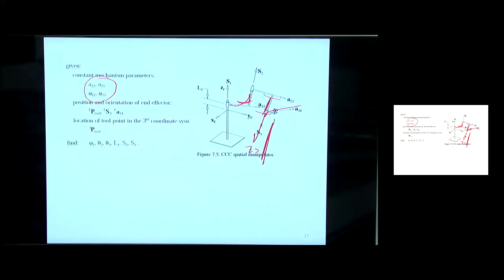Because this joint can slide and rotate about that axis. So it turned out that's all I know. And then, again, I got the tool point in the third. Where do I want it in the fixed? And then I'm going to say I want to specify this guy and that guy in the fixed.